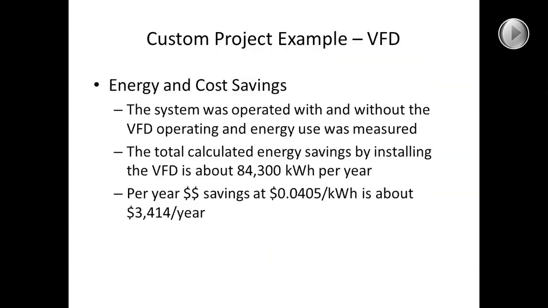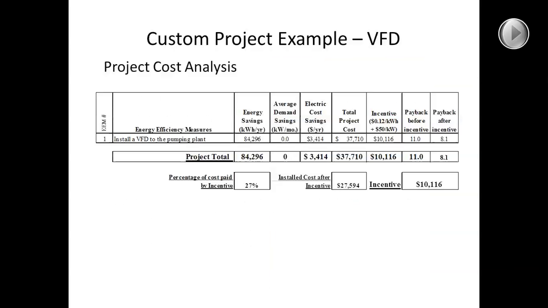And then this is just a project cost analysis. That project cost $37,000. Big VFDs are expensive, and that's why on some projects it's hard to get a good payback. But we're saving $3,414 per year. Without the utility incentives, the payback was 11 years. With the incentive, it's 8 years.